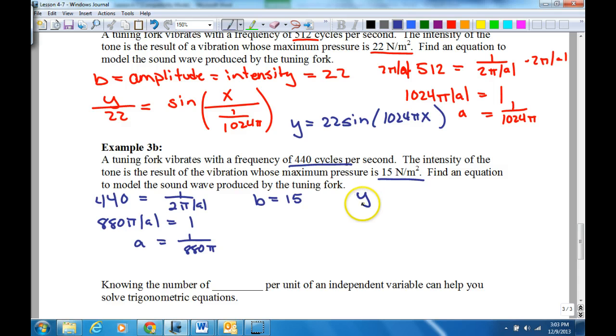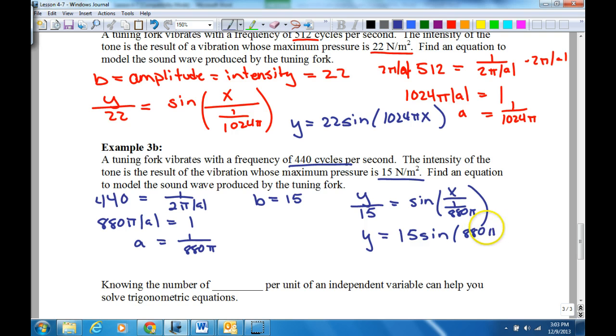So it's going to be y over b equals sine of x over 1 over 880 pi. So would it be y? Yep. Yep, there you go.